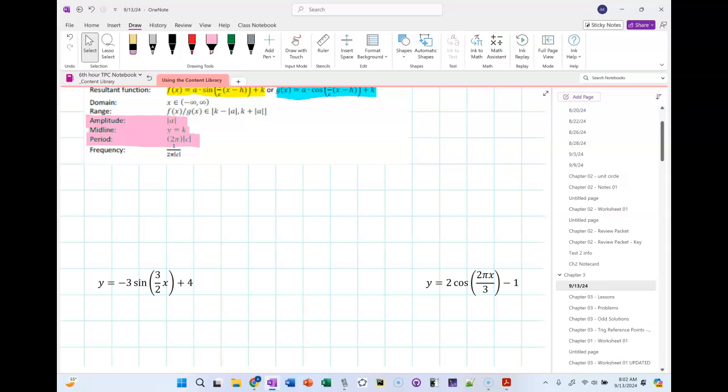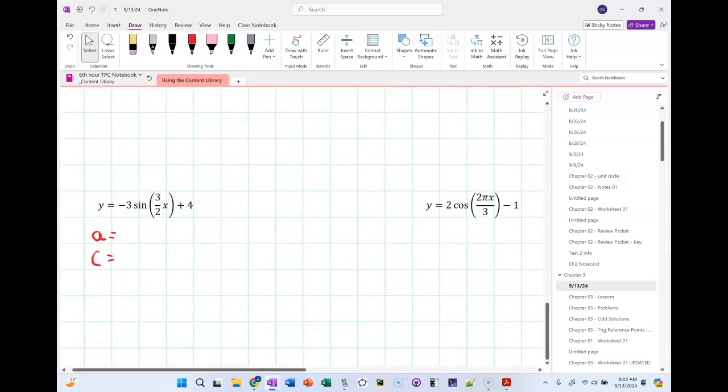Let's start by identifying the a, c, and k from my equation. And after we've done that, we'll use those formulas from above to write the values for my midline, my amplitude, and my period.